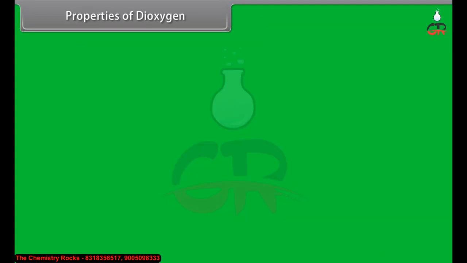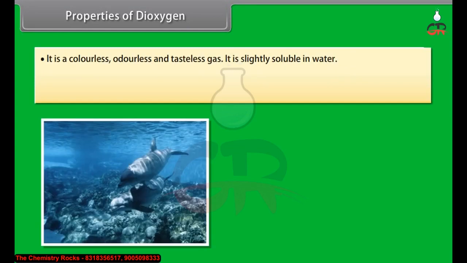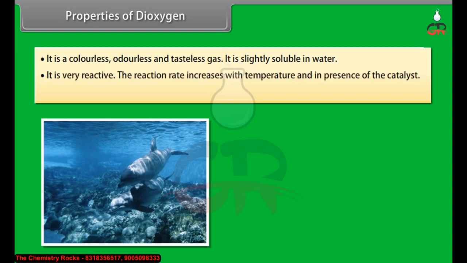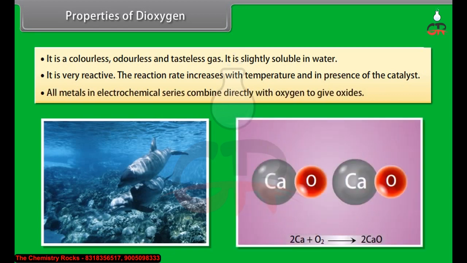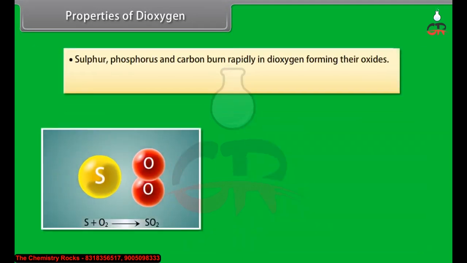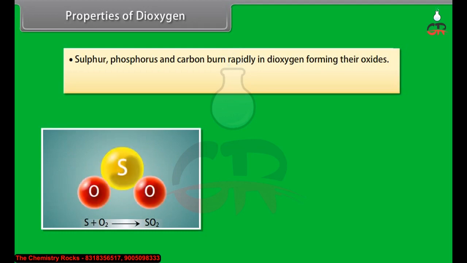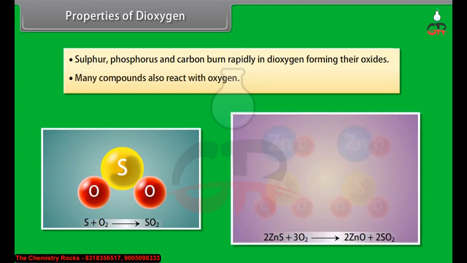Properties of dioxygen. It is a colorless, odorless and tasteless gas. It is slightly soluble in water, which gives vital support to marine and aquatic life. It is very reactive. The reaction rate increases with temperature and in presence of a catalyst. All metals in the electrochemical series combine directly with oxygen to give oxides. Sulphur, phosphorus and carbon burn rapidly in dioxygen, forming their oxides. Many compounds also react with oxygen.